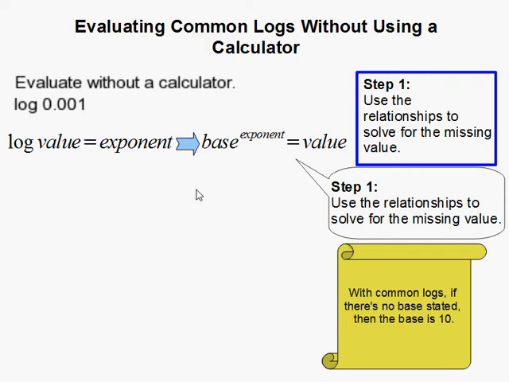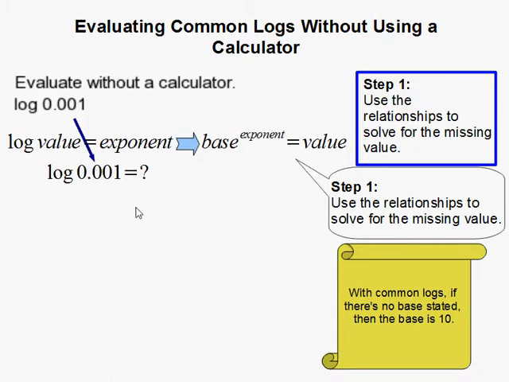A lot of times, people are more used to using this exponent form because we start learning this at a much earlier age. Logs generally aren't introduced until about algebra 2, but exponents have been around since grade school sometime. So the log of 0.001 is equal to what?